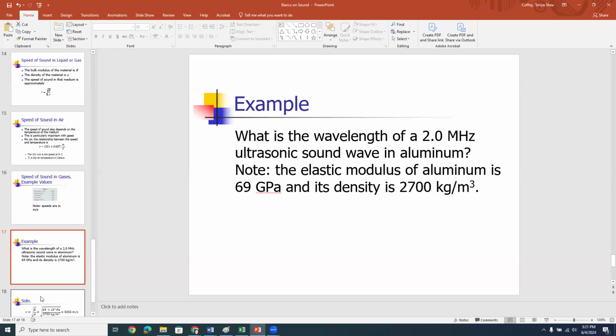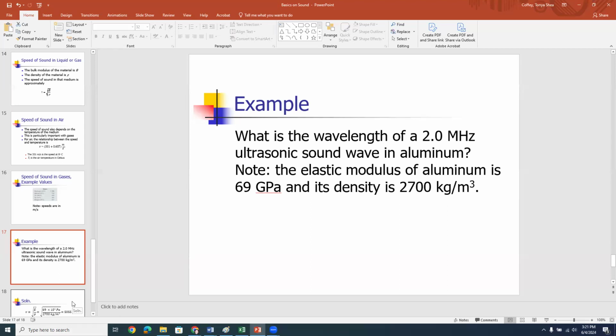2 megahertz, a mega is 10 to the 6th, so that's a frequency of 2 times 10 to the 6th hertz. And the elastic modulus is 69 gigapascals. Giga is 10 to the 9th, so that's 69 times 10 to the 9th pascals, okay?